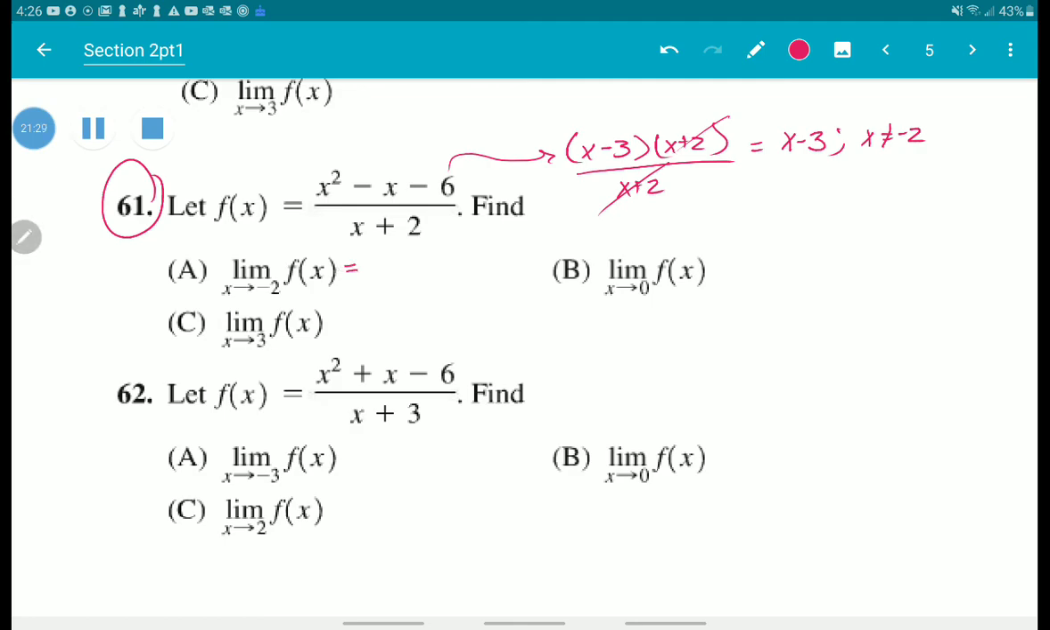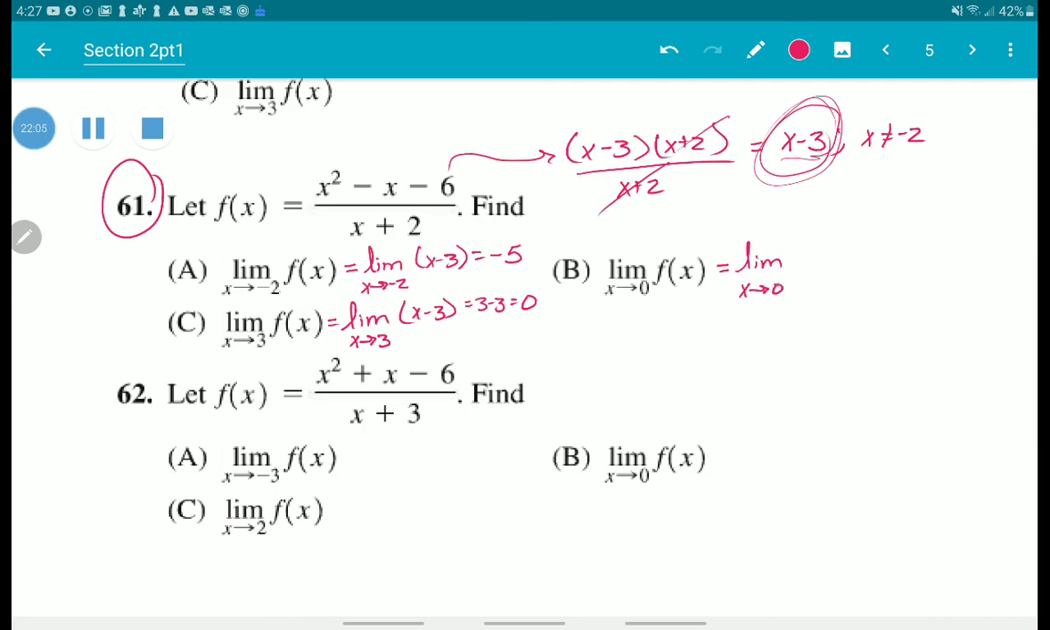So what if we want to find the limit? Well, this means we're taking the limit as x approaches negative 2 of that function x minus 3. And if we substitute in, we're going to get a negative 5. If we take the limit here as x approaches 3 of the function x minus 3, I'm using that reduced function again. We're going to get 3 minus 3, which is 0. And then if we take the limit as x approaches 0 for that function, we're going to get negative 3.